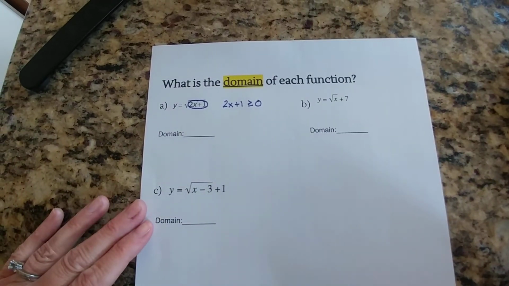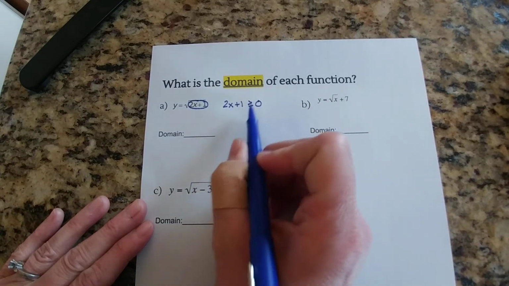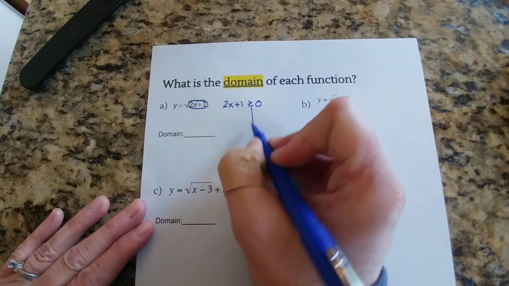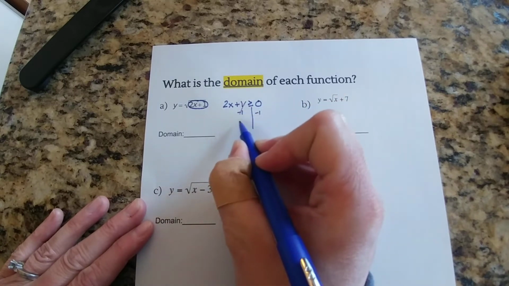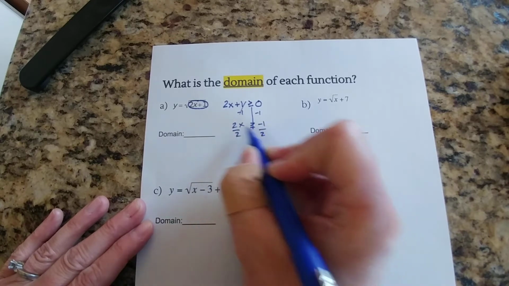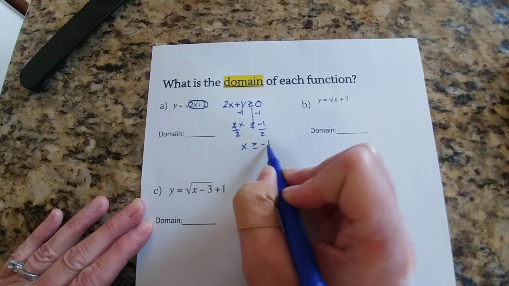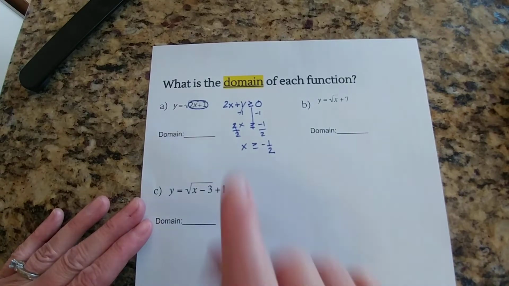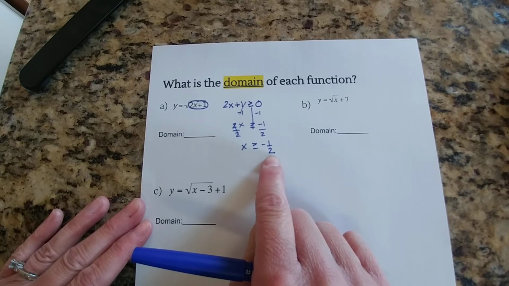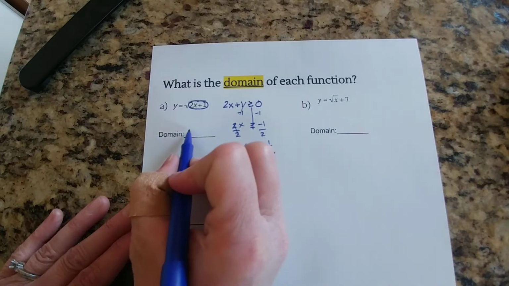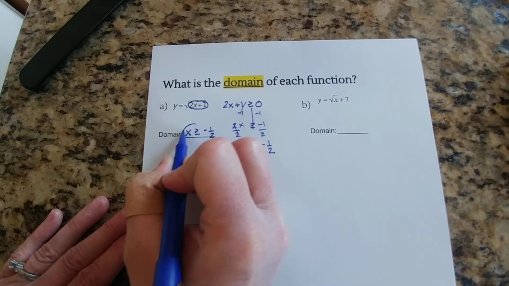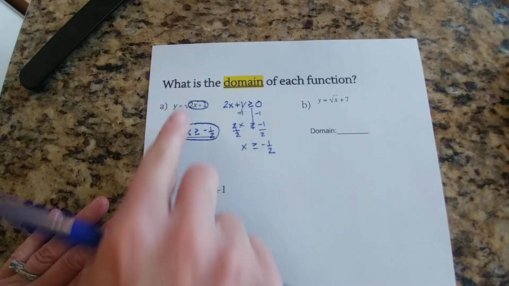Now remember, the domain is the x values. So I'm going to solve this inequality for x to figure out what x values I can use in my table. It looks like I can use any x value that is greater than or equal to -1/2 in my table. So I'm going to write my domain as all numbers greater than or equal to -1/2. Those are the numbers that I can use for inputs into this function.